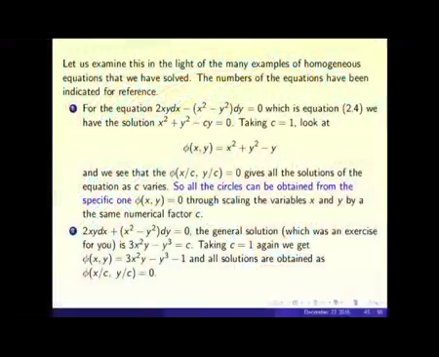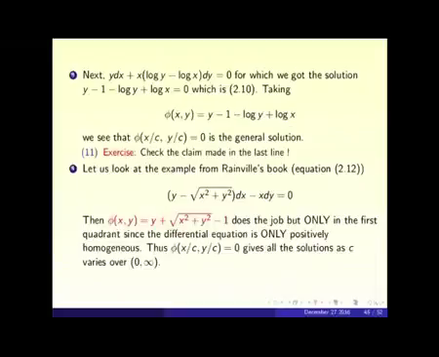So, take c equal to 1, you get phi of xy equal to 3x squared y minus y cube minus 1. So, all solutions are obtained by replacing x by x upon c, y by y upon c. Let us take the third example. Another example that we solved was y dx plus x into log y minus log x dy equal to 0, for which we got the solution y minus 1 minus log y plus log x equal to 0, which was equation 2.10.